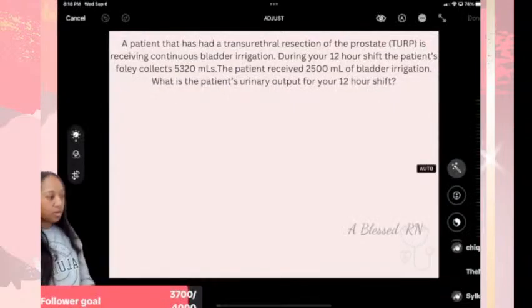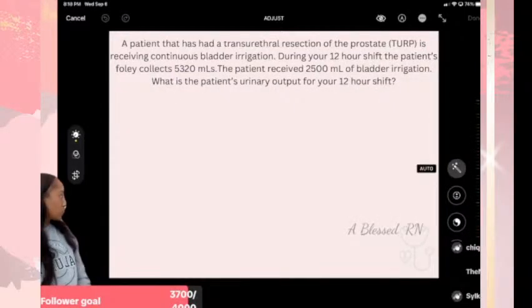So, ins and outs. A patient that has had a transurethral resection of the prostate, also known as a TURP, is receiving continuous bladder irrigation. During your 12-hour shift, the patient's Foley collects 5,320 milliliters. The patient received 2,500 milliliters of bladder irrigation. What is the patient's urinary output for your 12-hour shift?